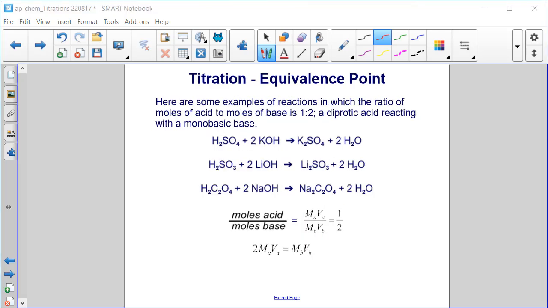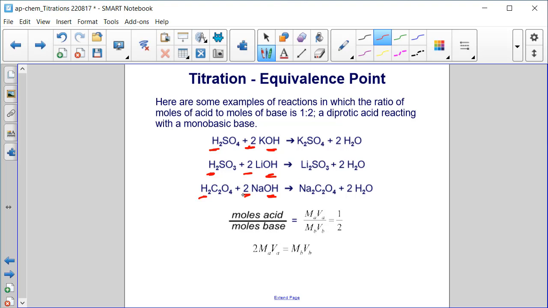Here are some examples in which the ratio of acid to base moles is 1:2. So we have a diprotic acid reacting with a monoprotic base. And what do we have to do to balance that? We have to double the moles of the base.